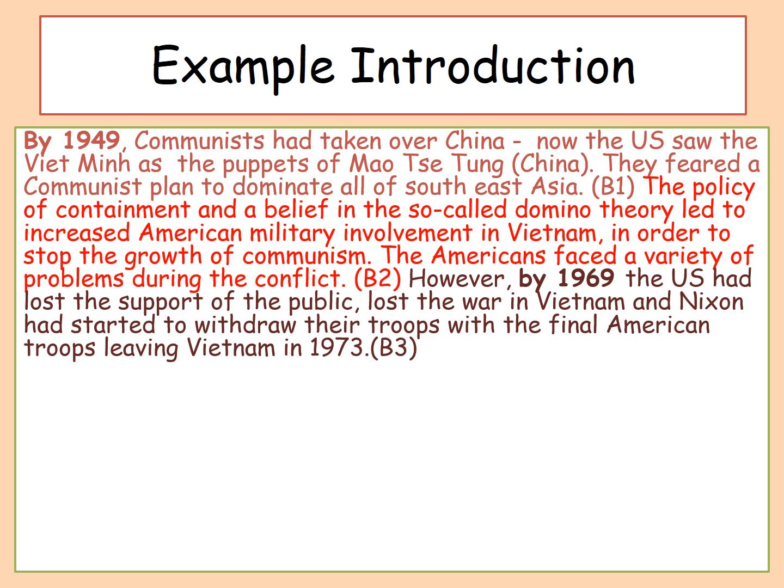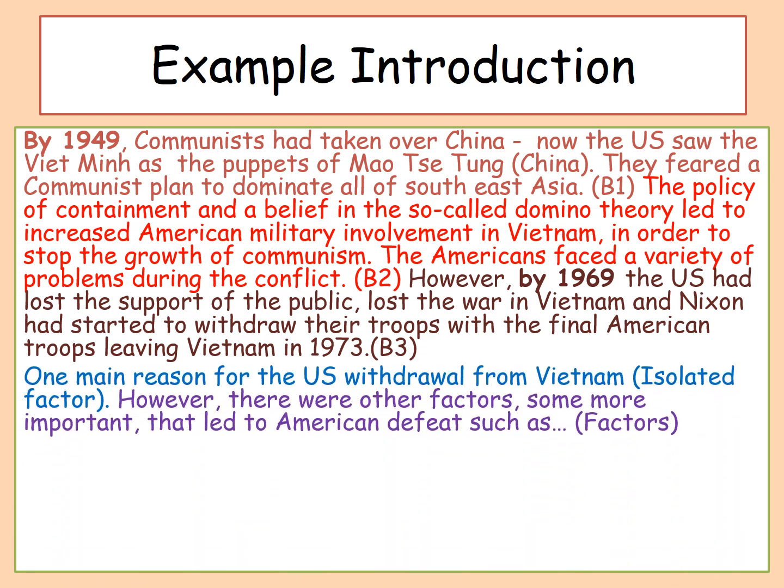So that'd be plenty for your background there. Then you have your factors. So one main reason for the US withdrawal from Vietnam, so the isolated factor there, so you could say the international isolation of the USA was also one reason. However, there were other factors, some more important, that led to American defeat, such as, and you just list your other factors there. Then obviously the last part of your introduction, you need your line of argument.